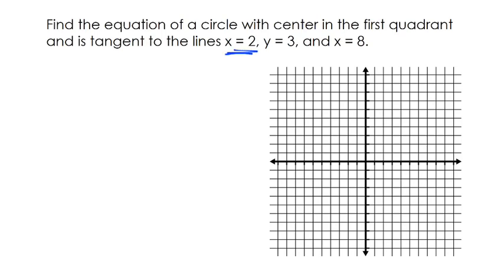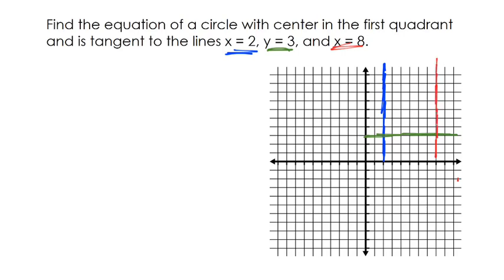So I'm going to draw x equals 2 first, and that's going to be a vertical line through 2. And I'm just going to deal with the first quadrant because our center is going to be in the first quadrant. Then let's graph y equals 3. That's a horizontal line through 3. And then lastly, let's graph x equals 8. That is a line through, let's see, 2, 3, 4, 5, 6, 7, 8.